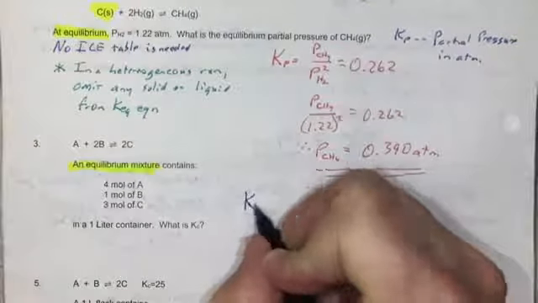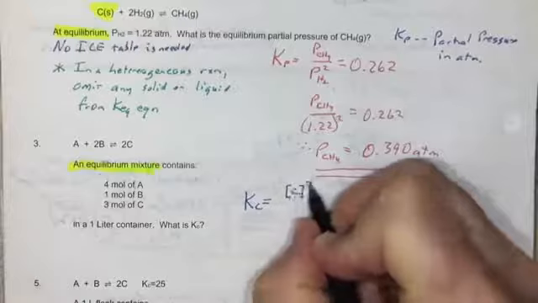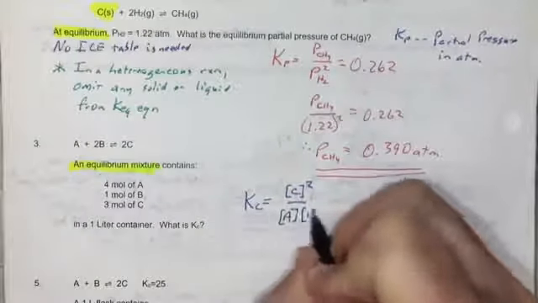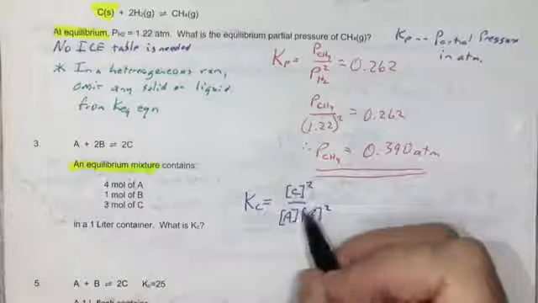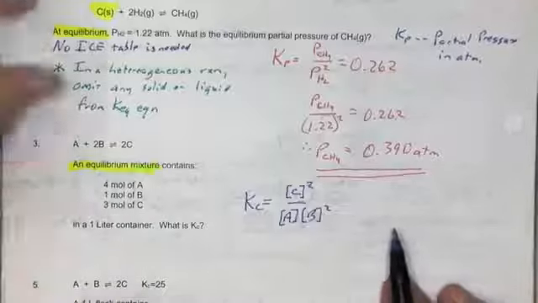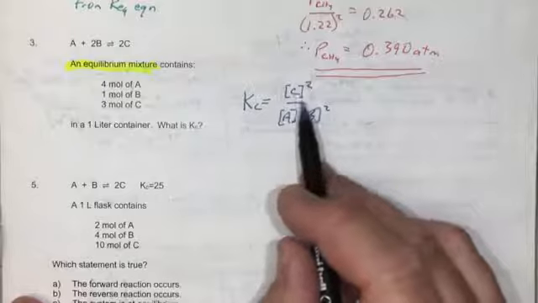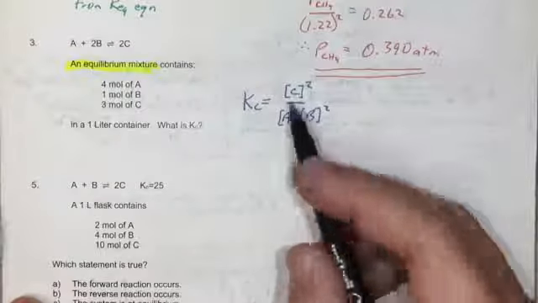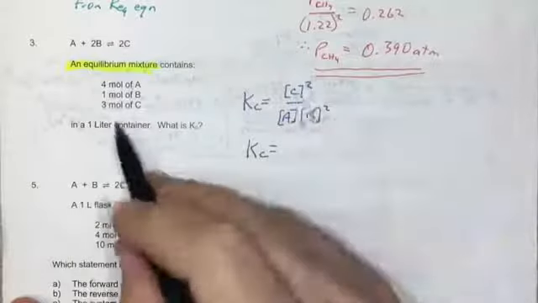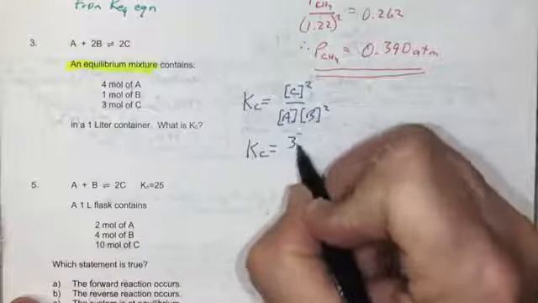Well, Kc is equal to the concentration of C squared divided by the concentration of A and divided by the concentration of B squared. That's the value of Kc. It's products over reactants. So square brackets stand for concentration, and the concentration is expressed in units of moles per liter. So what is the concentration of C in units of moles per liter? Well, for Kc here, the concentration of C is 3 divided by 1, or 3 moles per liter, and that's going to be squared in the numerator.